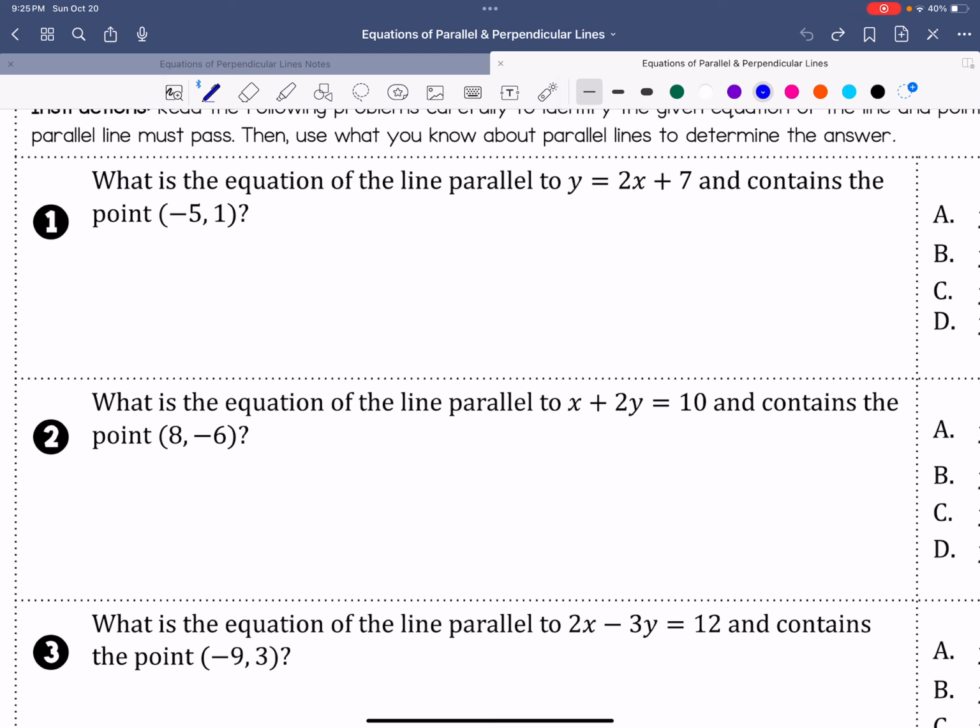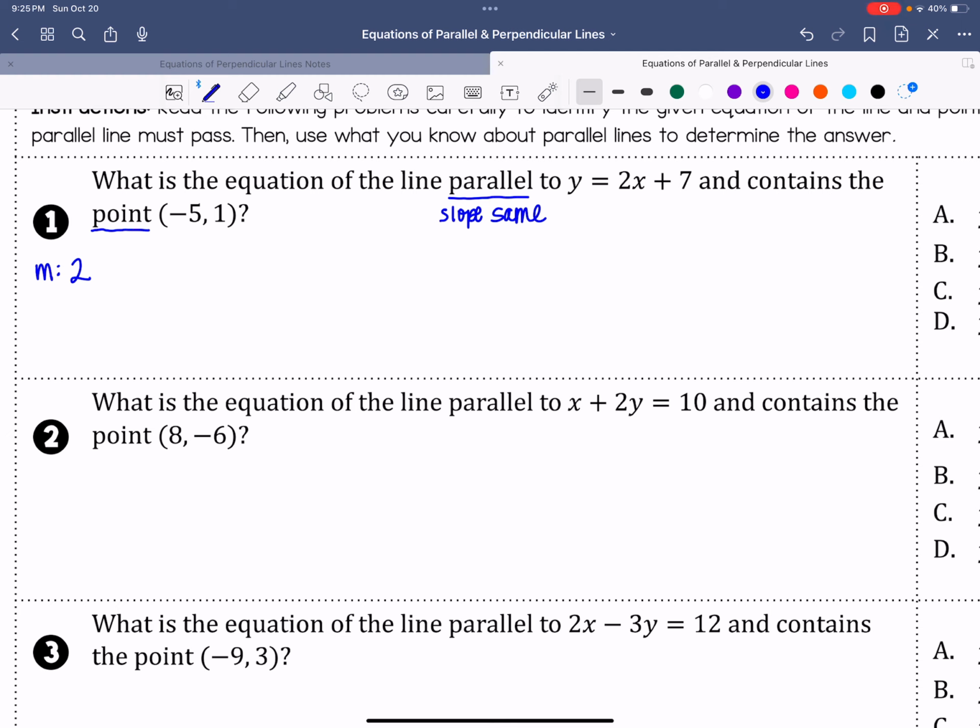So guys, very important that you always make sure that your equation is solved for y. And then your first goal is to find your slope. Now, remember, when it comes to parallel lines, that means that your slope stays the same. You have the same slope. So here, the slope of my given equation is 2. So the equation of my new line should also be 2 because it has to be parallel. Now, it also has to go through the point negative 5, 1.